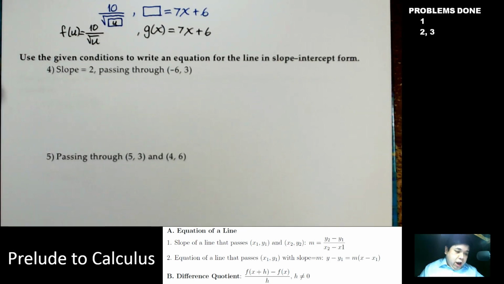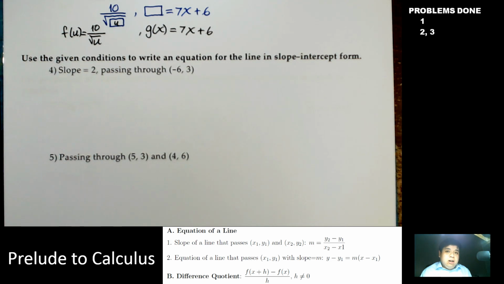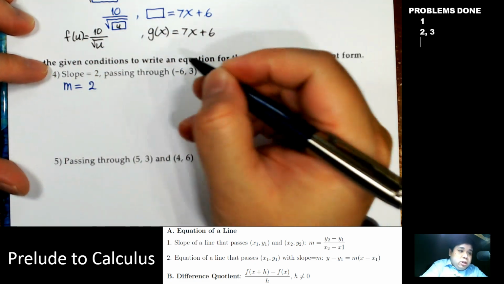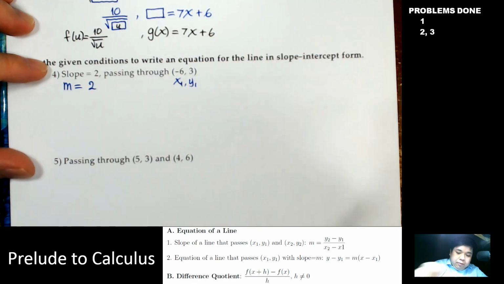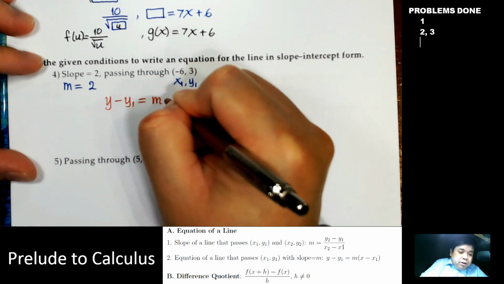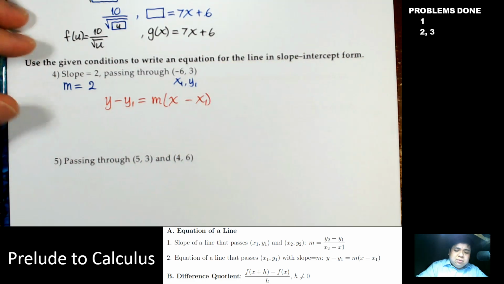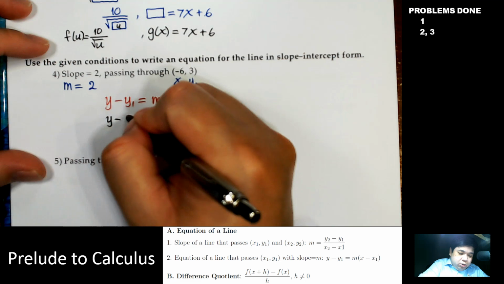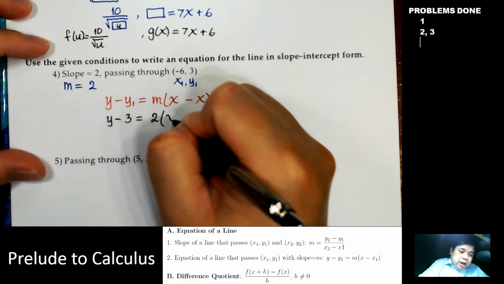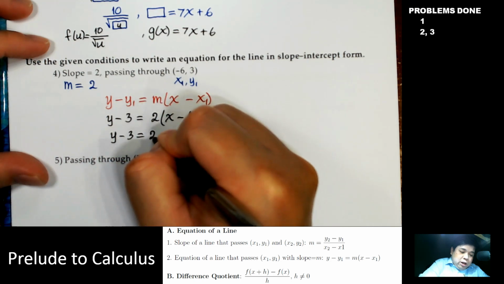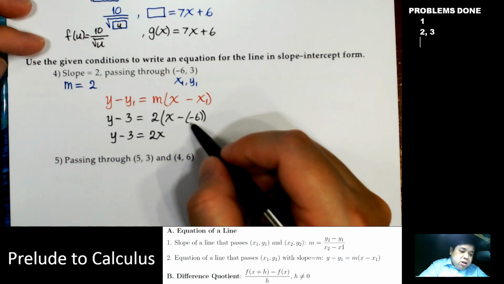Alright, next we have the slope and the equation of a line, because of the material on that side. So first, we have the slope equal to 2, so that is m, and we have a point, so this will be x1, y1. Equation of the line, y minus y1 equal to m, x minus x1. Just put in everything we have. y minus y1 is 3, slope 2, x minus 6.